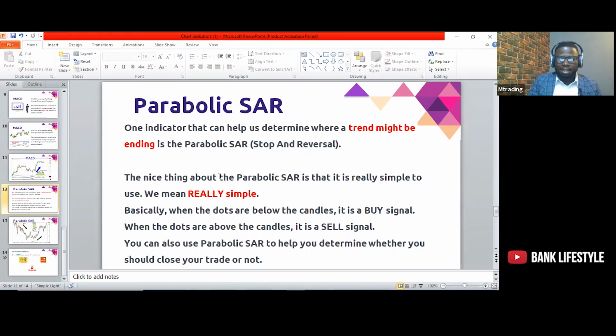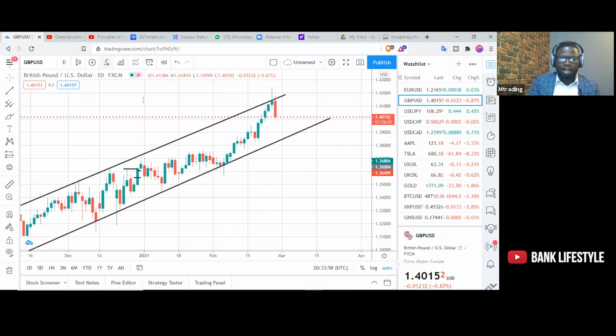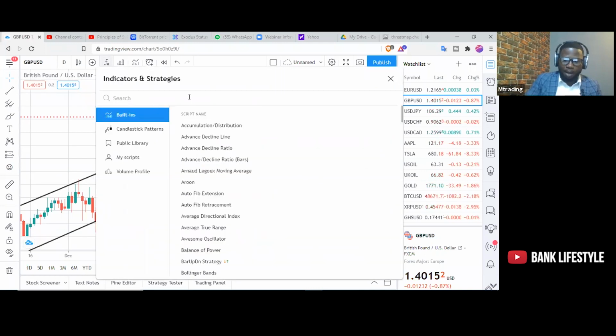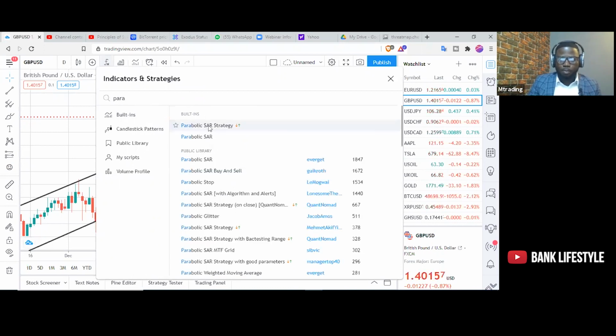The nice thing about Parabolic SAR is that it's very simple to use. It's one of the simple indicators in the markets. And when I say simple, it's really simple for you to understand as well. So let me just remove my view from the charts and go and look for our parabolic. Okay, so Parabolic SAR strategy and Parabolic SAR. So we're going to go for this.